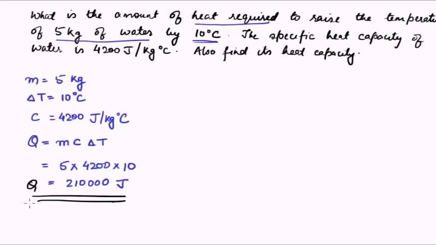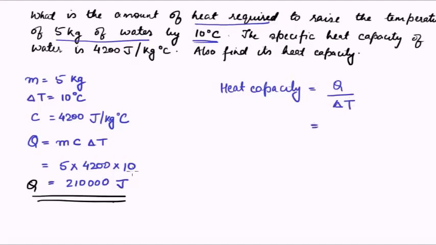Now once we have the total heat required, we can easily calculate the heat capacity of the body. There are two ways to calculate the heat capacity of the body. One is by using Q. We know from the definition that heat capacity is the amount of heat required to raise the temperature of a body by 1 degree Celsius. So heat capacity is Q upon delta T.